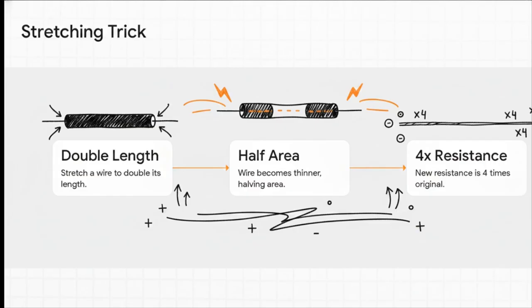Step 1, yes, you stretched it to double its length. But step 2, because you stretched it, the wire physically gets thinner. Its area is now cut exactly in half. So, using our formula, the numerator is multiplied by 2 and the denominator is divided by 0.5. 2 divided by 0.5 equals 4. Step 3, the new resistance becomes 4 times the original. Walk yourself through this logic and you will literally never get tripped up again.